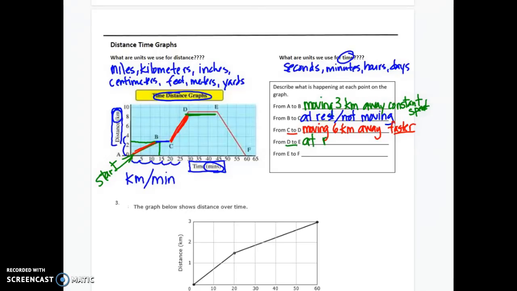And then at D, of course, we're back to stop. We're at 9 kilometers from the start, and we didn't move anymore. So we stood there for the next 15 minutes, it looks like, from 30 to 45. And then at E, whoa, the line's going to go down. So we're moving from 9 kilometers back to 0. So we're moving back to our starting position. And we went a whole 9 kilometers, and it took us about 15 minutes to go back to the start.